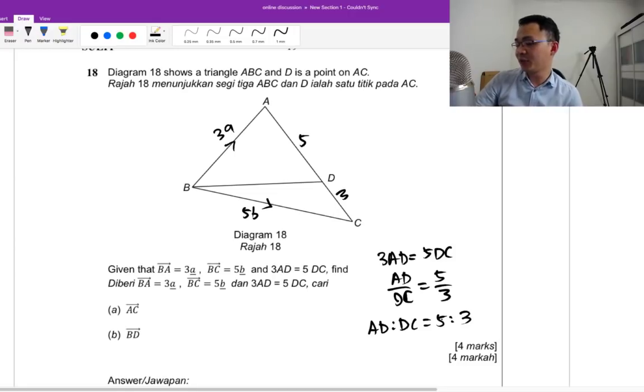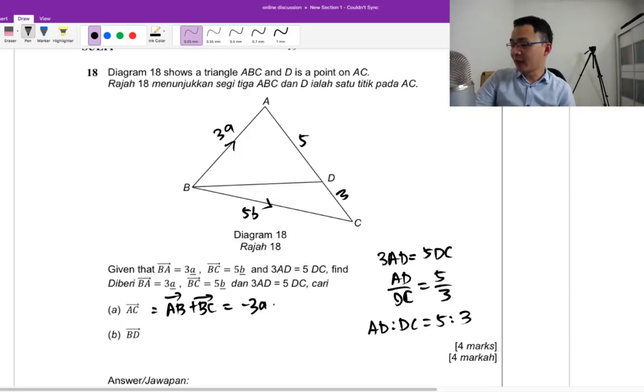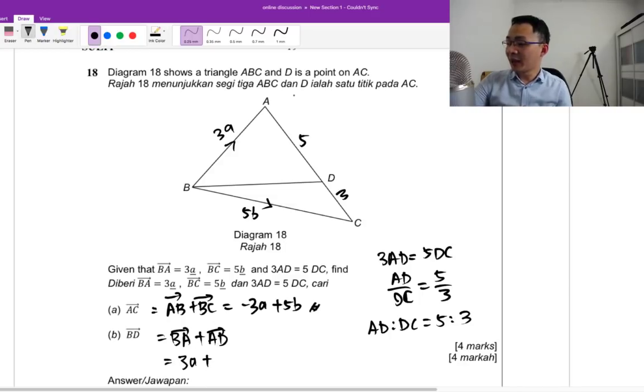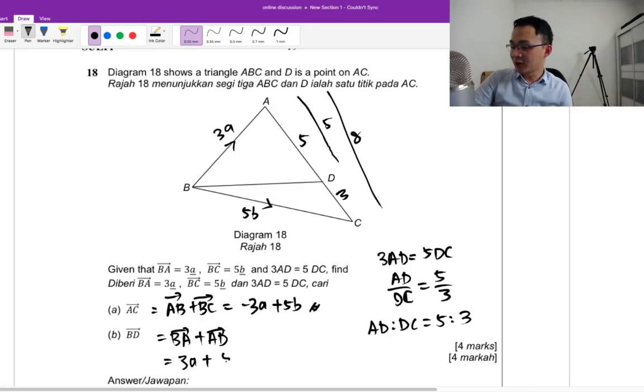Then the question asks me to find AC. AC is just like AB plus BC. It's very easy. You just substitute your AB, which is negative 3A, plus BC, plus 5B. Done. And then you want to find BD. So BD is basically BA plus AD. Now you don't have the BA, you have 3A. You don't have the AD. But I know the AD is 5 out of 8, right? This is 5, this is 8. So I will say it's 5 out of 8 of AC.